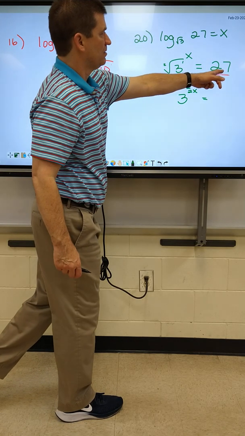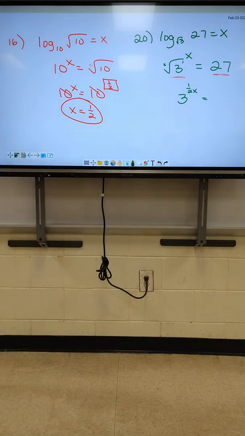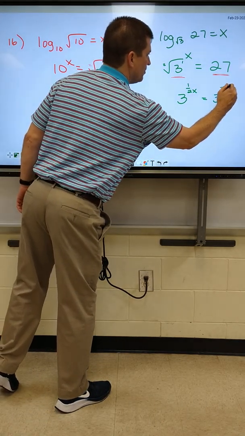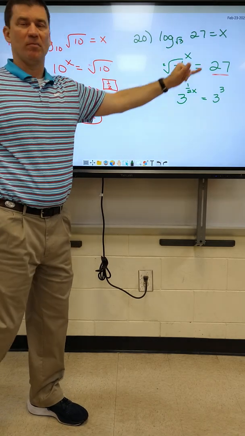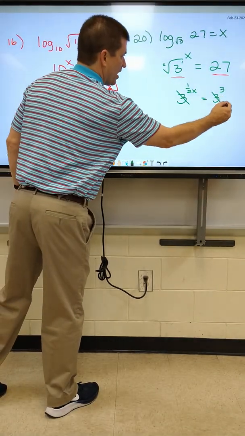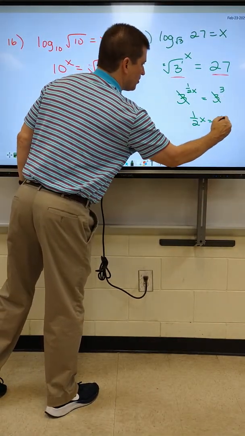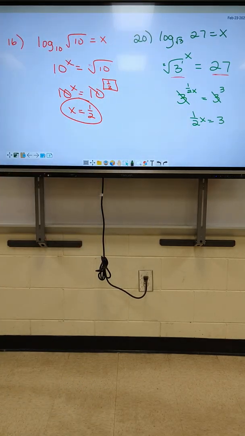Now 27, we gotta turn into 3 to some power. So just check the board. All right, 27's right here. It shows us you can turn it into 3 to the 3rd. So I'm going to replace 27 with 3 to the 3rd. Hopefully from there you guys can solve. As far as the 1/2, don't you have to do that to both sides? No, because the 1/2 was already over here. It was just in root form. All right, so this is where y'all mark out the 3's. You bring 1/2 x equals 3. Divide both sides by 1/2 on your calculator. See what you get.